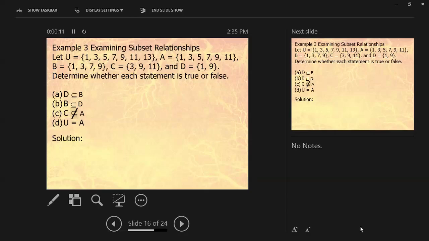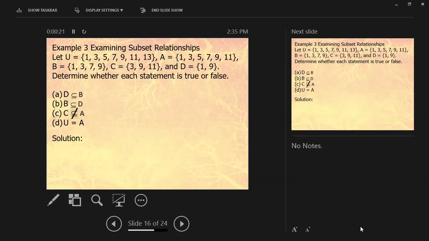Okay, example 3. Let the universal set be 1, 3, 5, 7, 9, 11, 13 and set A be 1, 3, 5, 7, 9, 11. Okay, B is 1, 3, 7, 9. C is 3, 9, 11. D is 1 and 9.